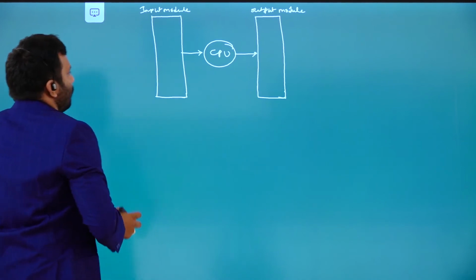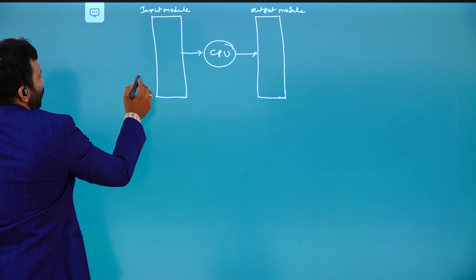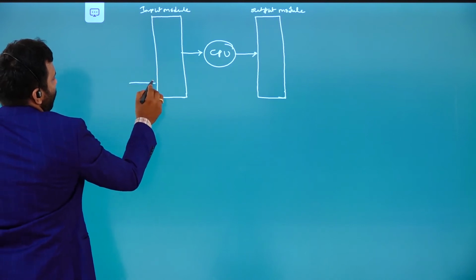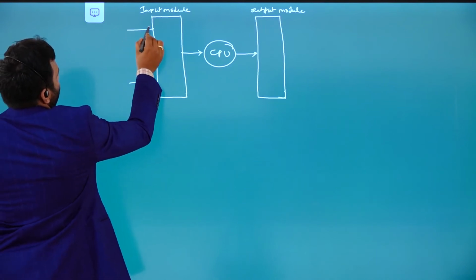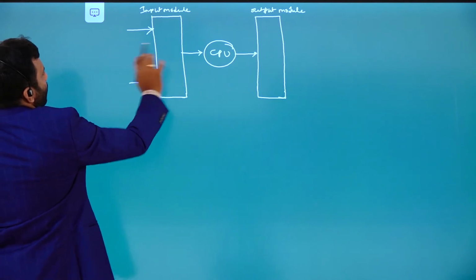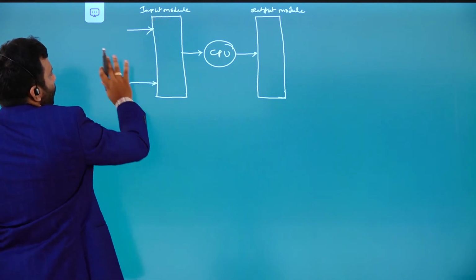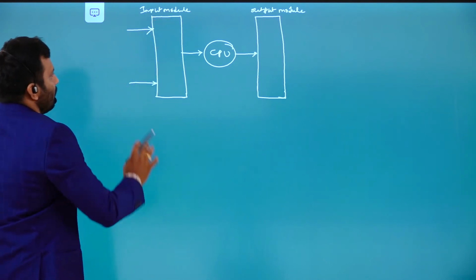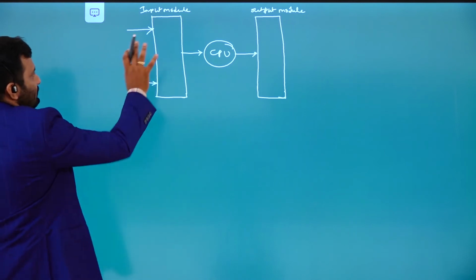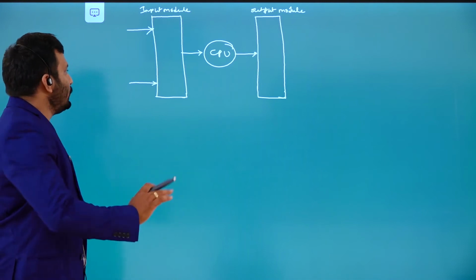Right? So this is the way it is connected. What is the use of the input module? The input module is able to connect input devices. Input devices are going to be connected to the input module. So if it is an 8 terminal input module, you can connect 8 input devices. If it is a 16 terminal input module, you can connect 16 input devices. This is all you need to know.